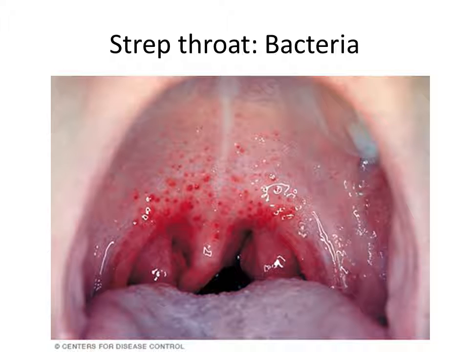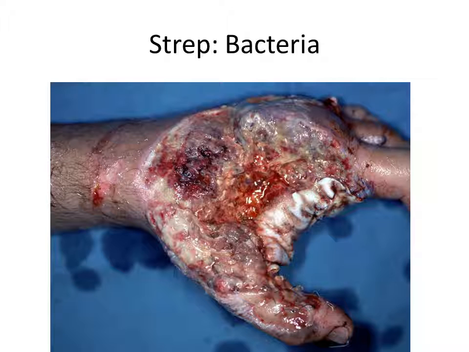Bacteria are prokaryotes. A common bacteria is strep throat. Due to the strep bacteria, you can see the red splotches on the back of this person's throat as they open their mouth and stick out their tongue. This severe hand infection is also caused by a strep bacteria that can attack flesh.